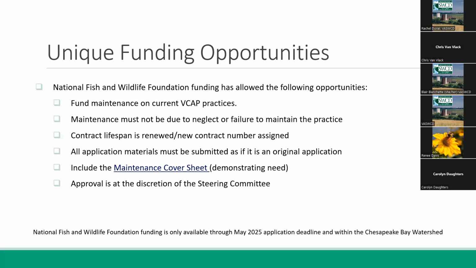The application materials must be submitted as an original application, so same materials in the checklist. You would include a maintenance cover sheet. This is just a one-page document outlining what maintenance has been done in the past to keep it up and why this needs maintenance funding now to refresh it. And approval is at the discretion of the steering committee.